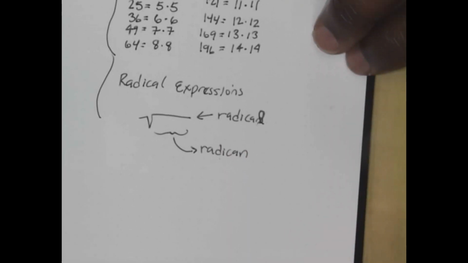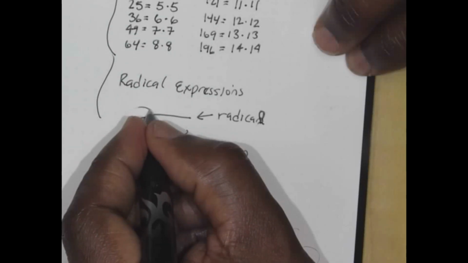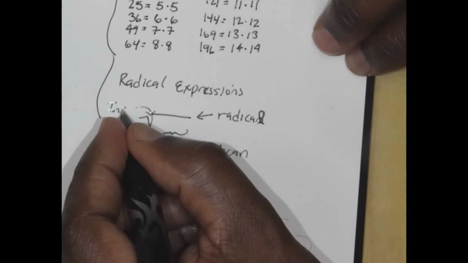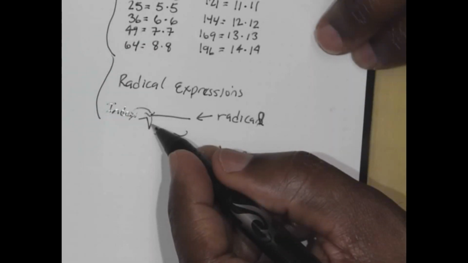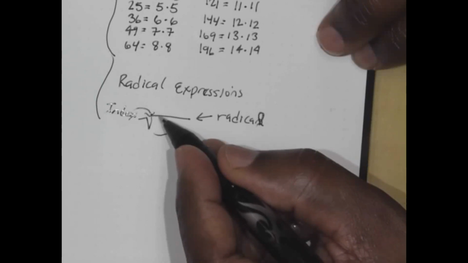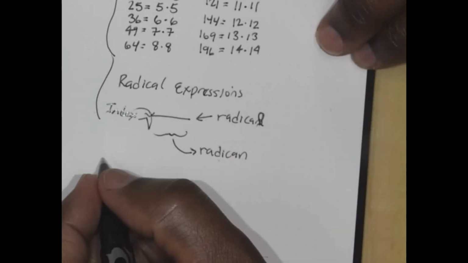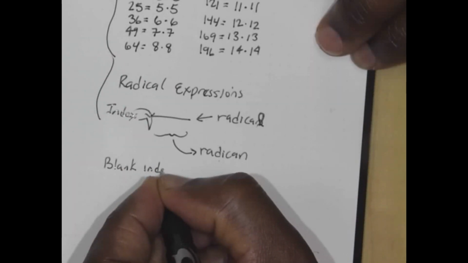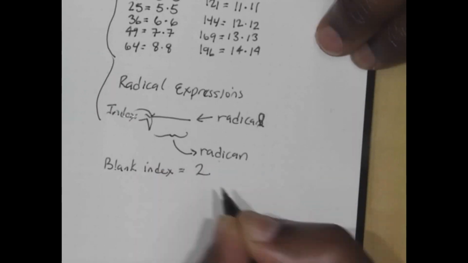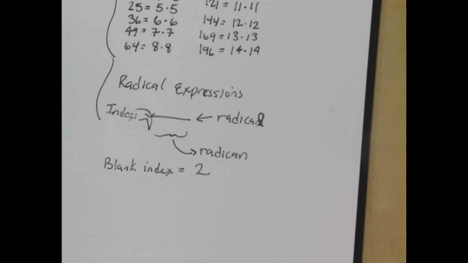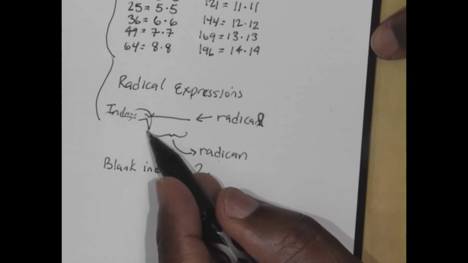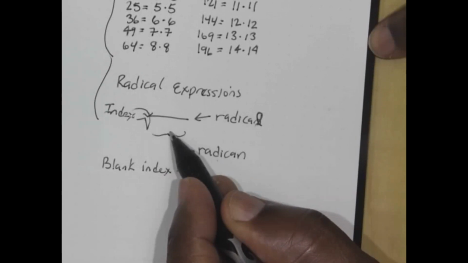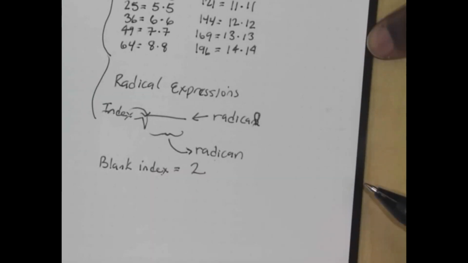One of the most important things we can learn about this part is that blank space right here in the middle. Anybody know what that space is called? That's your index. Your index is that little space in that radical. Now, a blank index means how much? A blank index means there's a 2 in there. So we have the radical as the symbol, the radicand is the stuff underneath the umbrella, and the index is that space in that little dip right there.